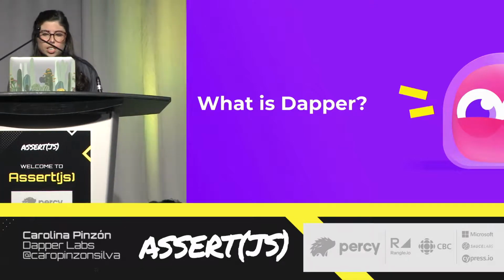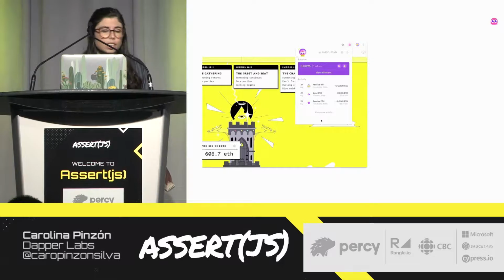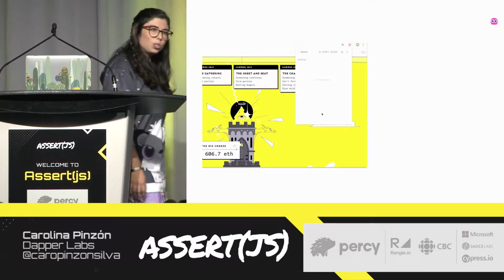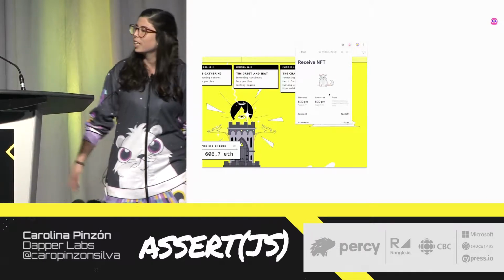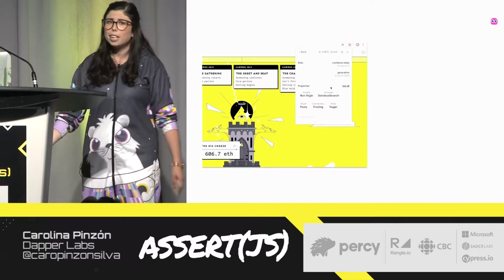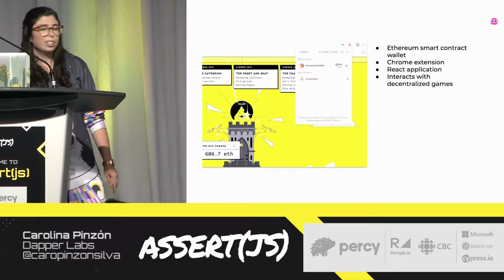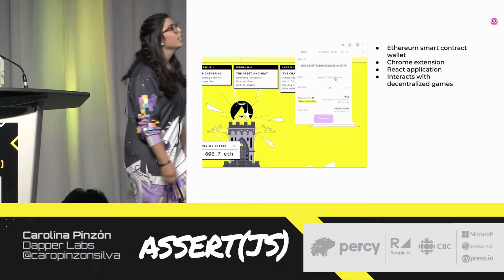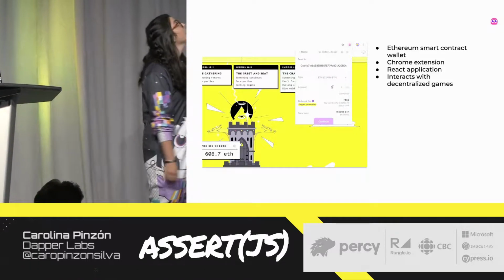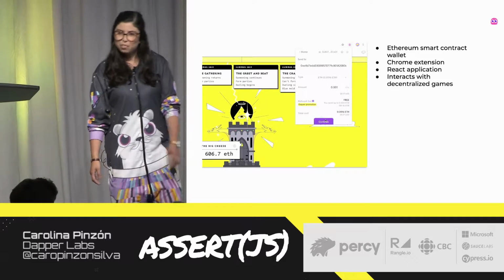So similar to any wallet application from a bank account, Dapper allows the user to do transactions in the blockchain. That's its main purpose. But what makes Dapper such an unconventional application? Well, there's this list of things. It's an Ethereum smart contract wallet built as a Chrome extension. It's a React application. It interacts with decentralized games.